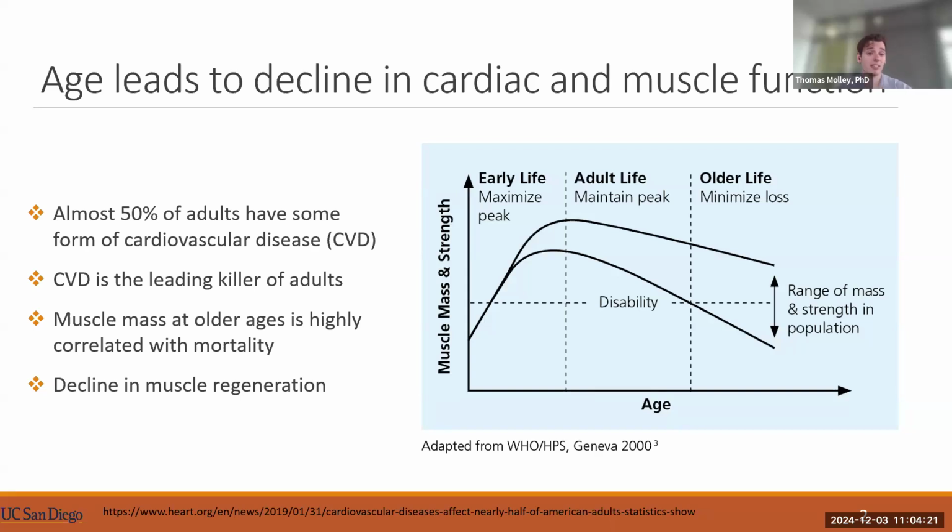In addition, muscle mass at older ages is highly correlated with all-cause mortality. In particular, there is an appreciable decline in muscle regeneration. So both of these muscular tissues seem to have a large effect with age as we progress.